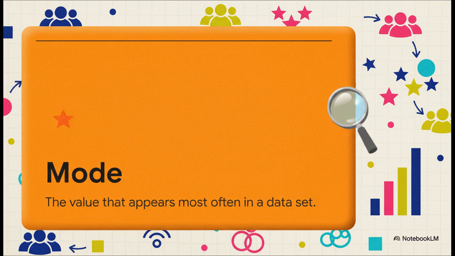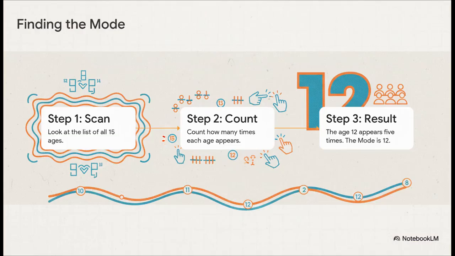It's designed to find the single most common or frequent value in your whole data set. The great thing about the mode is there's no complex math. It's really just counting. So if we look at our choir's ages, the number 12 pops up 5 times, way more than any other age. So that makes our mode 12.